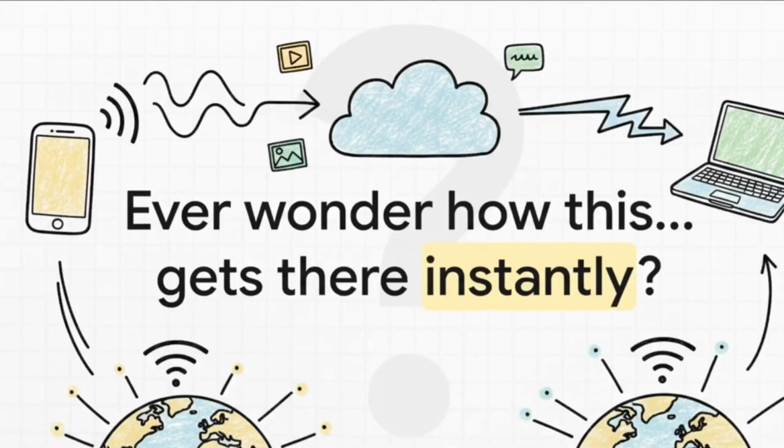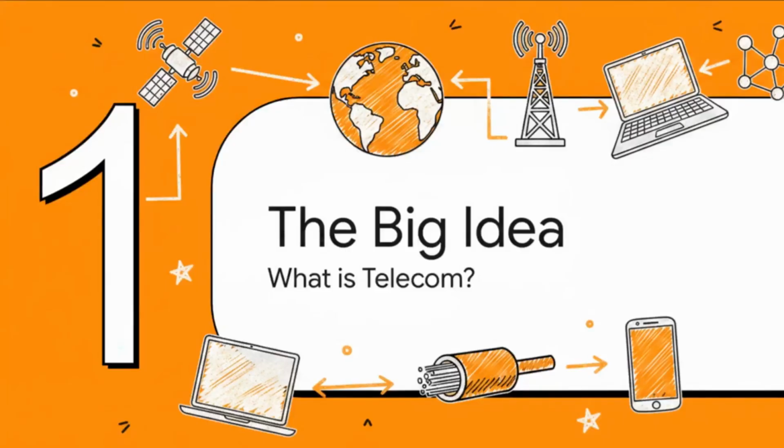Think about it. You snap a photo on your phone, you text it to a friend, and a second later, bam, it pops up on their laptop, maybe thousands of miles away. How in the world does that happen? How does an image or a video or just a simple "hey" travel across the globe in the blink of an eye? That's the journey we're going to follow. So, to really understand that photo's journey, we've got to start with the one big idea that makes it all work. Let's start right there.